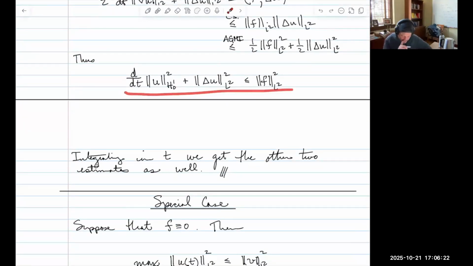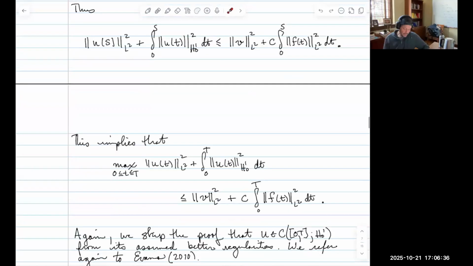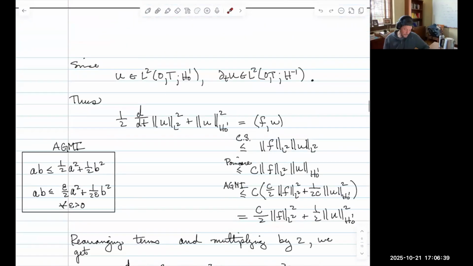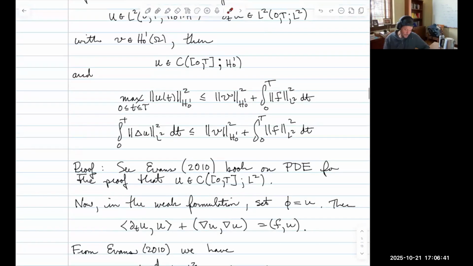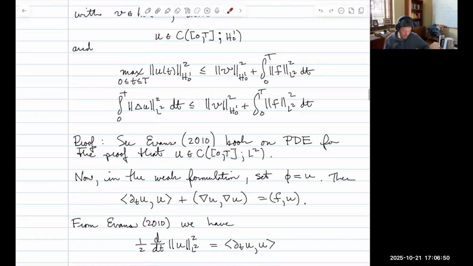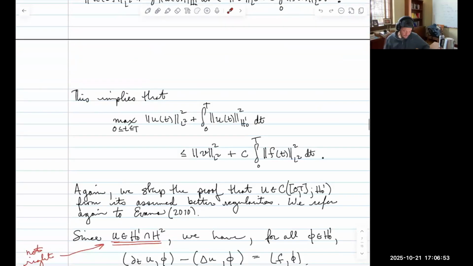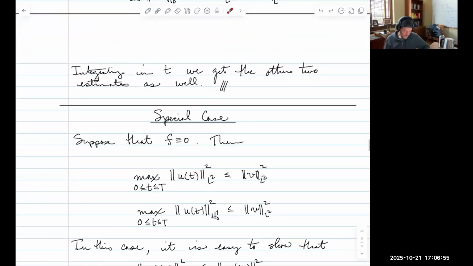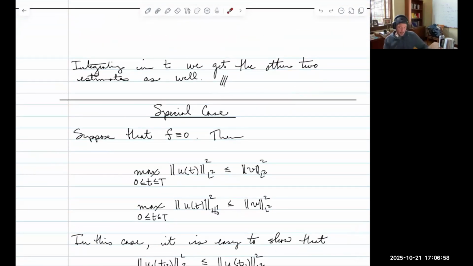And then playing the same game that we did last time, you integrate over time, and you make your arguments and show that you have the estimates that we claimed, namely that estimate and that. I'm going to leave that to you to show. We'll skip that part. All right, so that'll be a homework exercise.